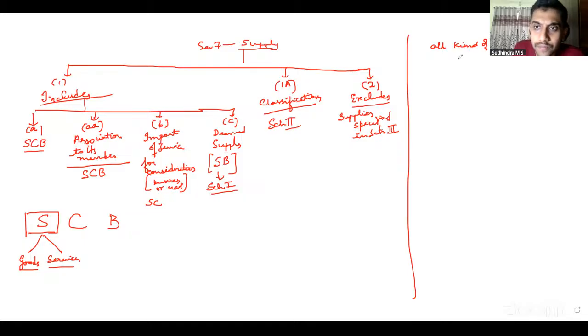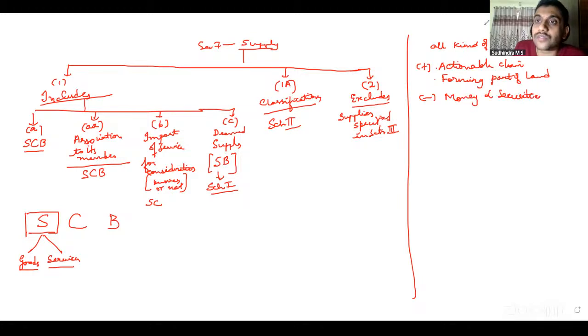It includes actionable claims and anything forming part of land, such as growing crops, trees, plants, etc. It should be severable at the time of supply or post supply based on the agreement. Very good. However, it will not include money and securities. Perfect. This is the definition of goods.